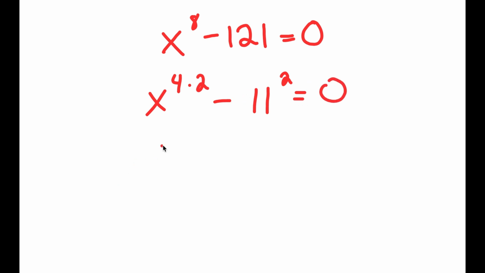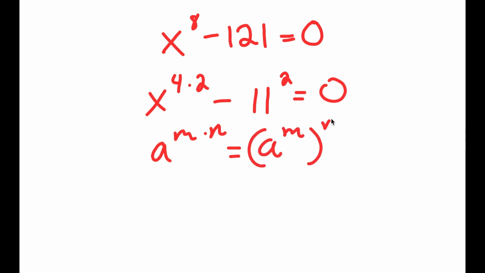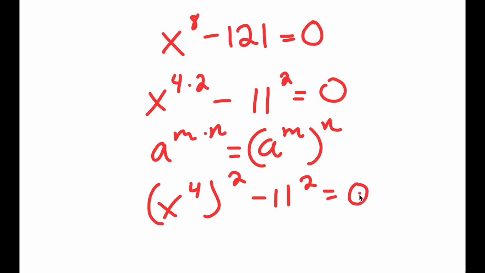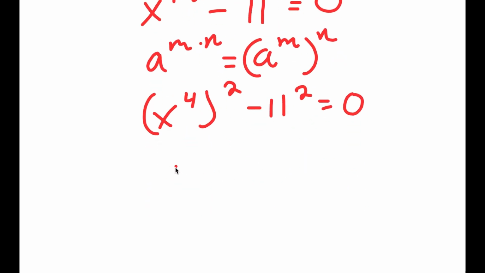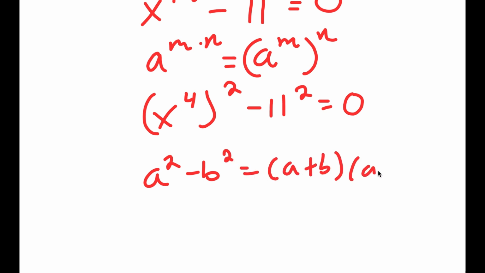Now if I have something in the form a to the power of m times n, this is equal to a to the power of m to the power of n. So x to the power of 4 times 2, that's going to equal x to the power of 4 to the power of 2. Now I have this minus 11 squared is equal to 0. Now if I have something in the form a squared minus b squared, this is equal to a plus b times a minus b.